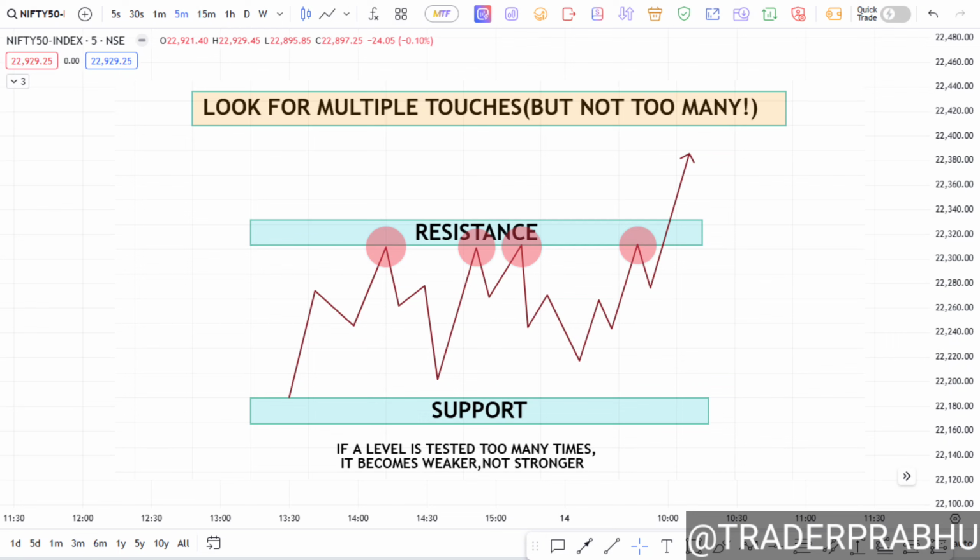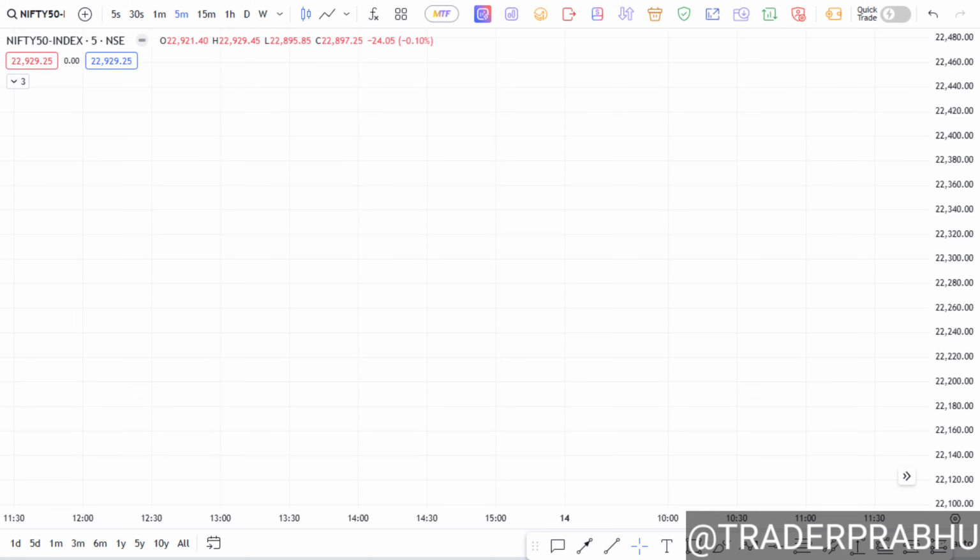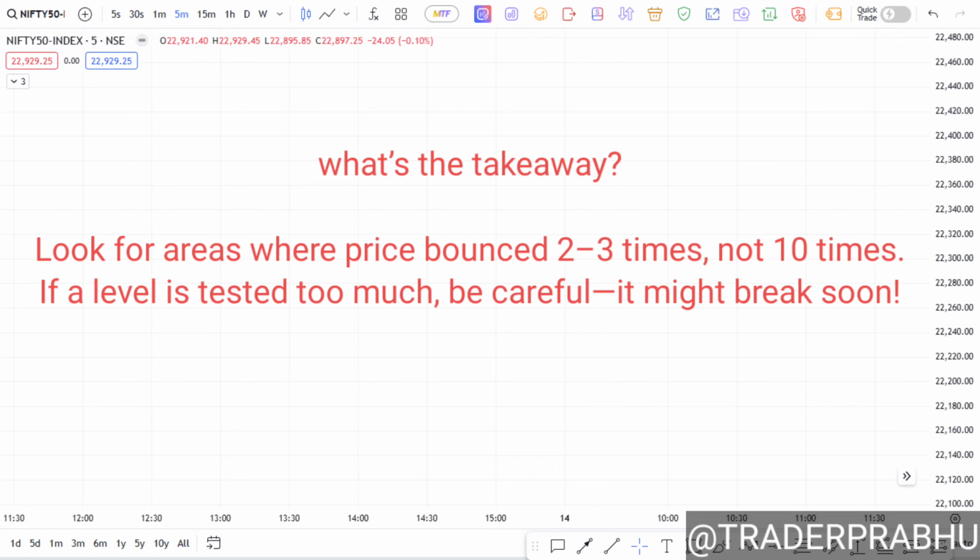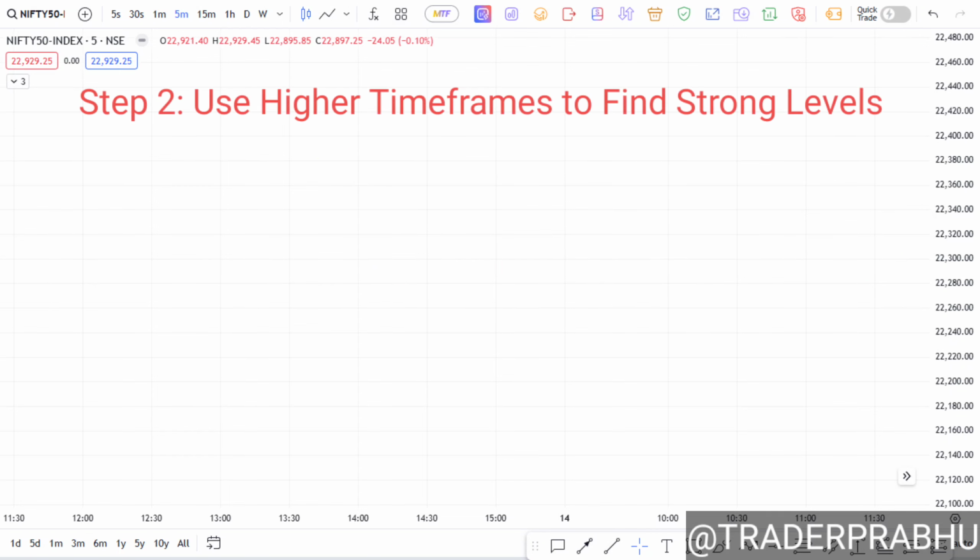Example, if price hits a resistance level 3 to 4 times, there is a good chance it might break. If price touches a support level too many times, it weakens and price could drop. So what's the takeaway? Look for areas where price bounces 2 to 3 times, not 10 times. If a level is tested too much, be careful. It might break soon. Use higher time frames to find strong levels.